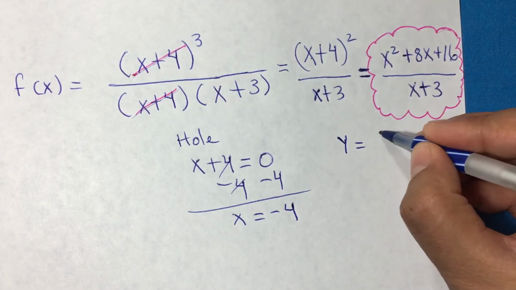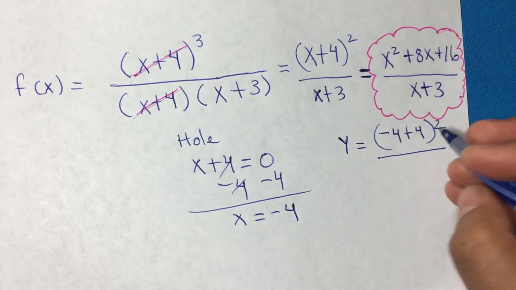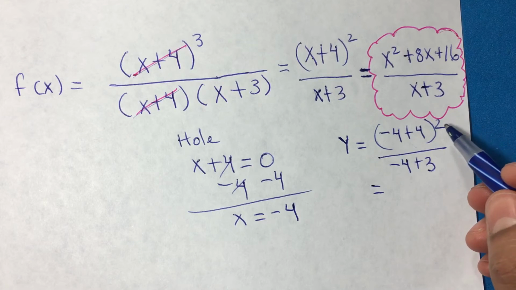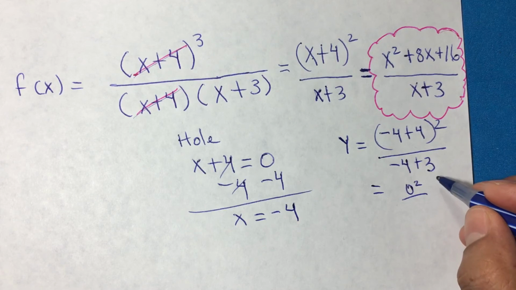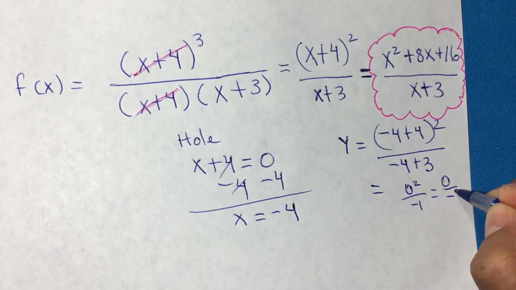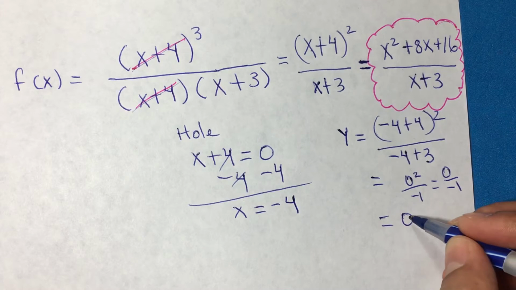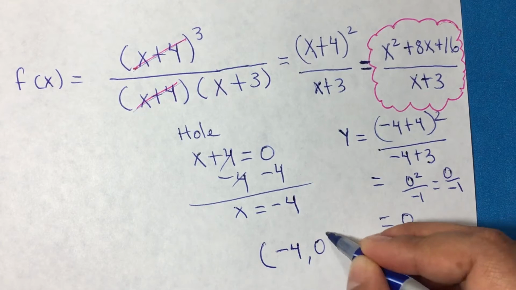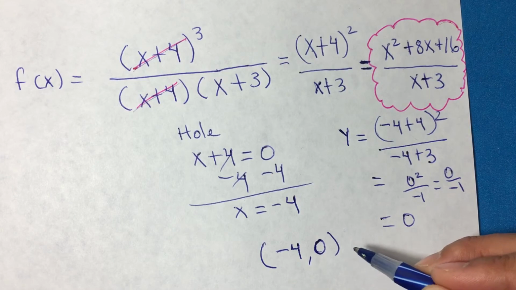I think it's easier to just use this one, but go ahead and use both and you can check. So replace -4 in there and also there. And so you get -4 plus 4 is 0 squared over -4 plus 3 is -1. 0 squared is 0 over -1. And 0 divided by anything will always be 0. So my hole will be at (-4, 0). Once we graph it, that means that will leave an empty point.